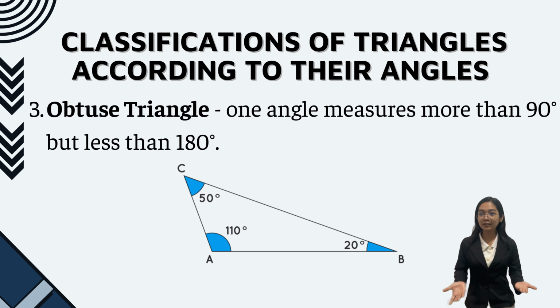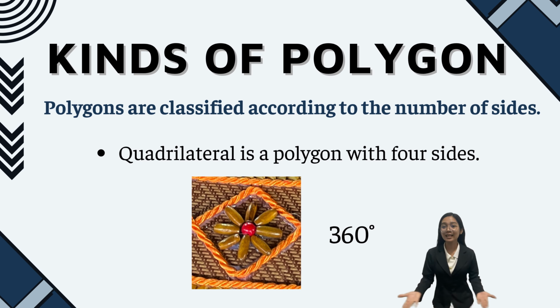Class, moving on to the next type, let's read together. Isosceles triangle, at least 2 sides are congruent. Look at the blue triangle on the screen. See those little marks on 2 sides? Who can name something shaped like an isosceles triangle? A traffic sign? Correct.